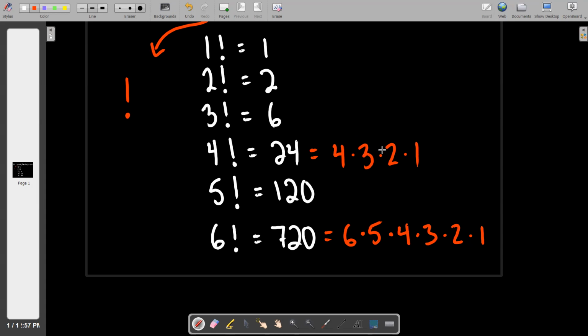4 times 3 is 12. 12 times 2 is 24. And then, of course, you could fill in 5 factorial. If you wrote 5 factorial out, it would be 5 times 4 times 3 times 2 times 1. Okay? What about 3 factorial? What would that be written out? 3 times 2 times 1. How about 2 factorial? And then, of course, 1 factorial is just, it is what it is.